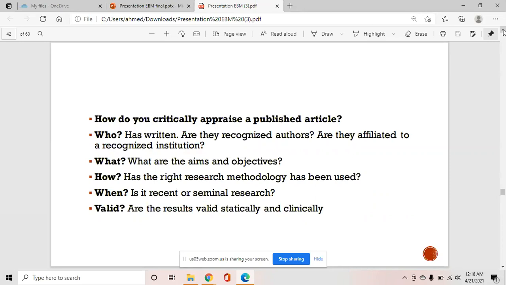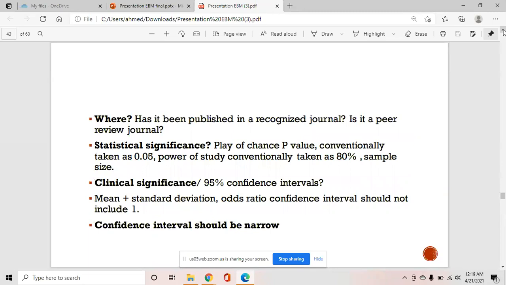There are a few questions that you need to ask. First, who has written it? Are they recognized authors? Are they affiliated to a recognized institution? And what are the aims and objectives? Has the right research methodology been used? When was it written: is it recent or seminal research? Valid: are the results valid statistically and clinically? Where has it been published: in a recognized journal? Is it a peer-reviewed journal?